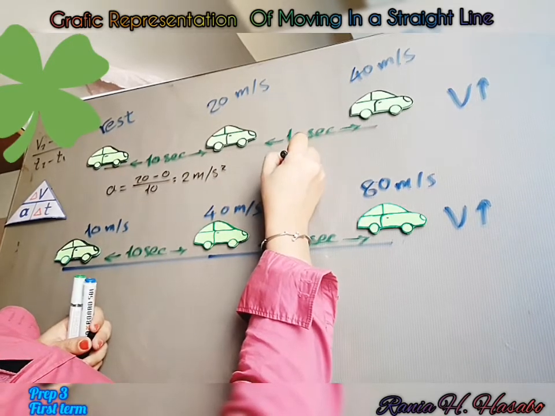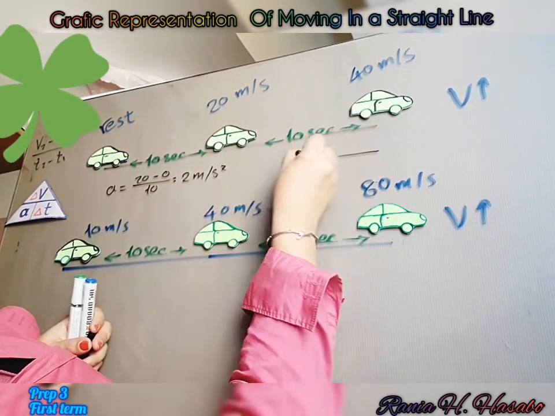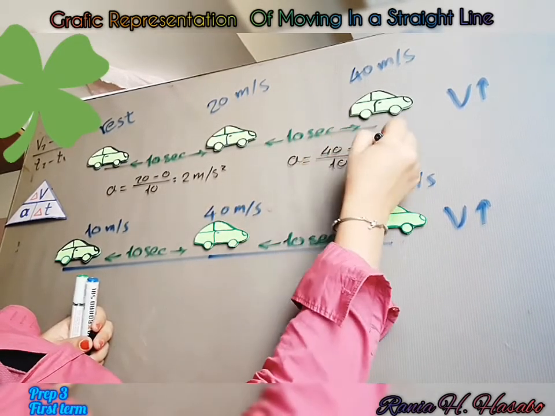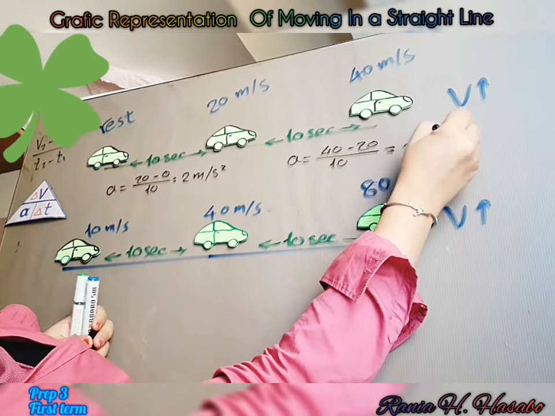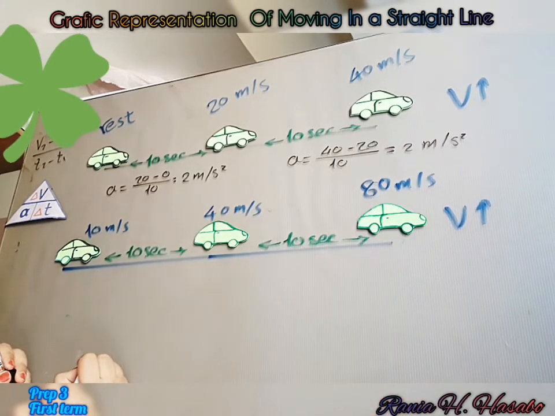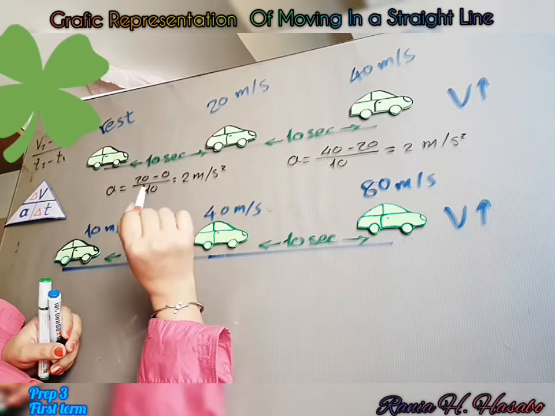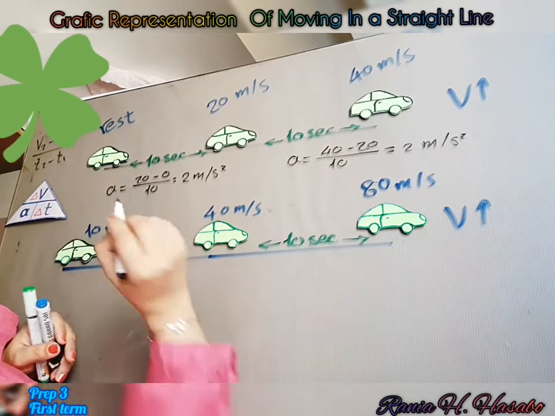Try to determine the acceleration here. Acceleration equals 40 minus 20 divided by 10, which equals 2 meter per second square. You notice that the acceleration doesn't change. This car moves with uniform acceleration.